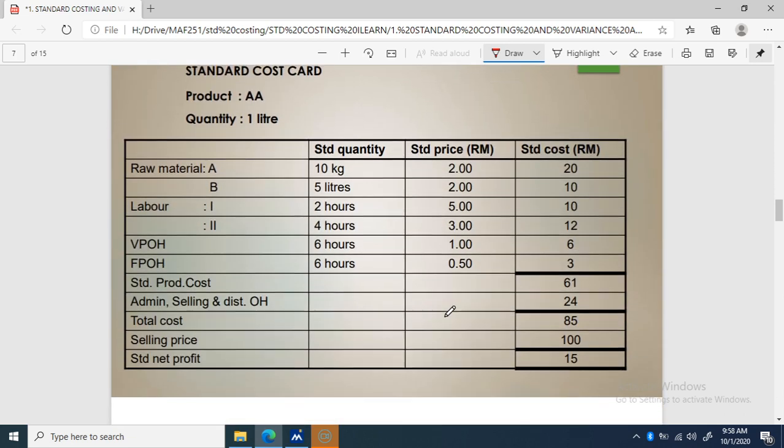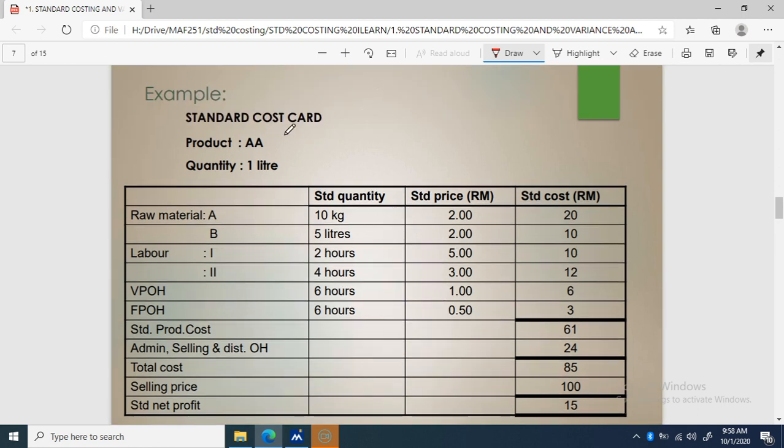Okay, so this is an example of a standard cost card. Let's say we produce product double A, so you should have the name of the product. In this case, the name is double A. How many quantity? Okay, 1 liter. So standard cost card is for 1 unit of the product. It depends on the quantity of the product: liter, meters, unit, kg, and so on. To produce double A, we have two types of material, raw material A and raw material B. So we have to record three things: standard quantity, standard price, standard cost. Okay, the three columns here.